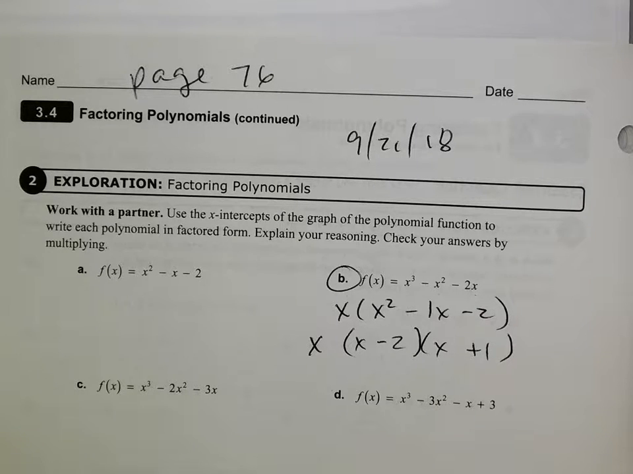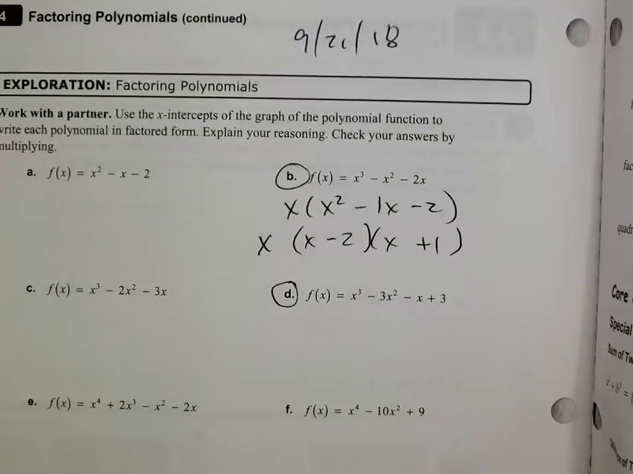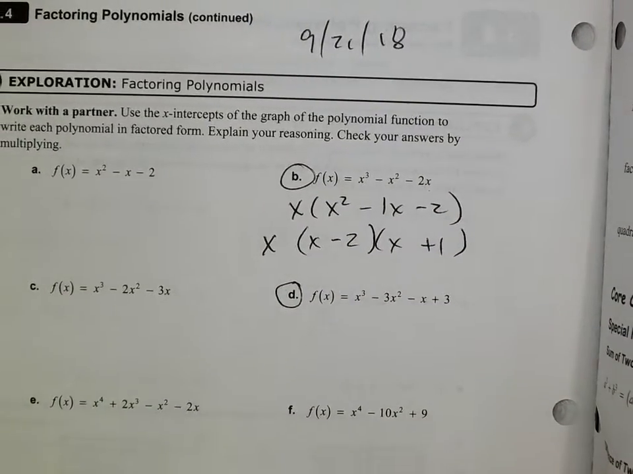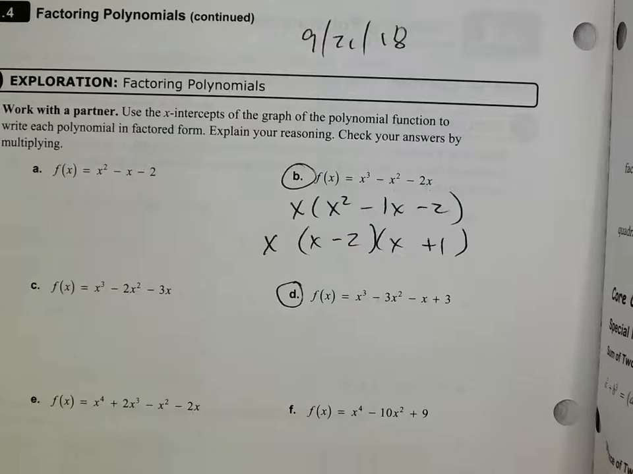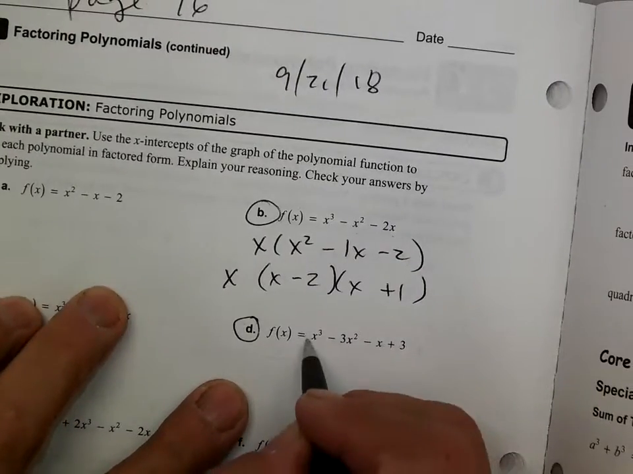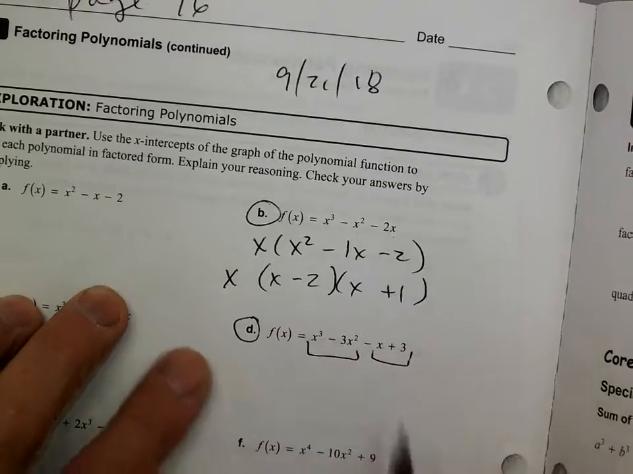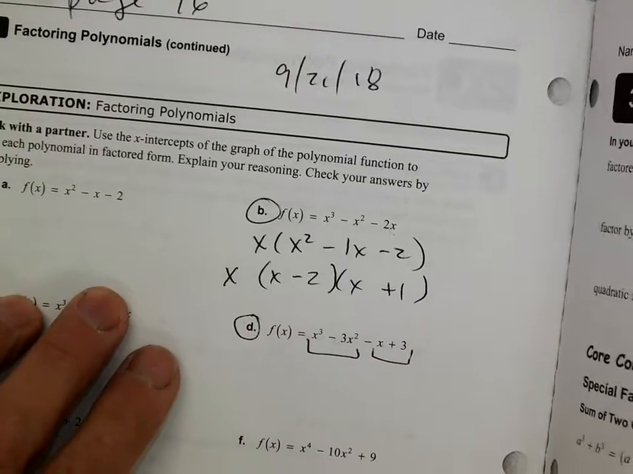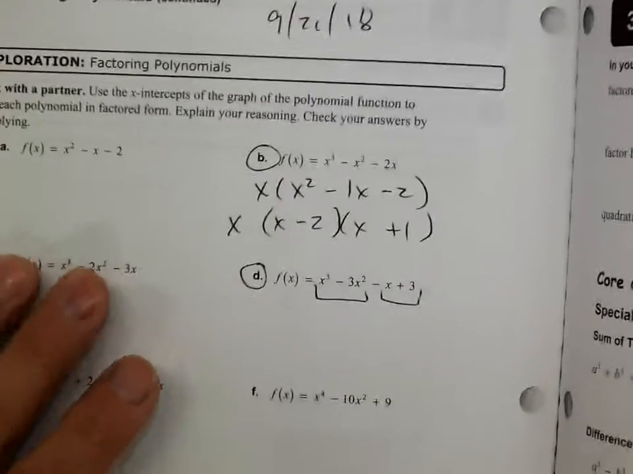Let's look at D. 4 terms, we're going to do it by grouping. 4 terms we group. So let's pair them up. So when I see 4 terms, I'm going to pair them up. I'm going to do it by grouping.